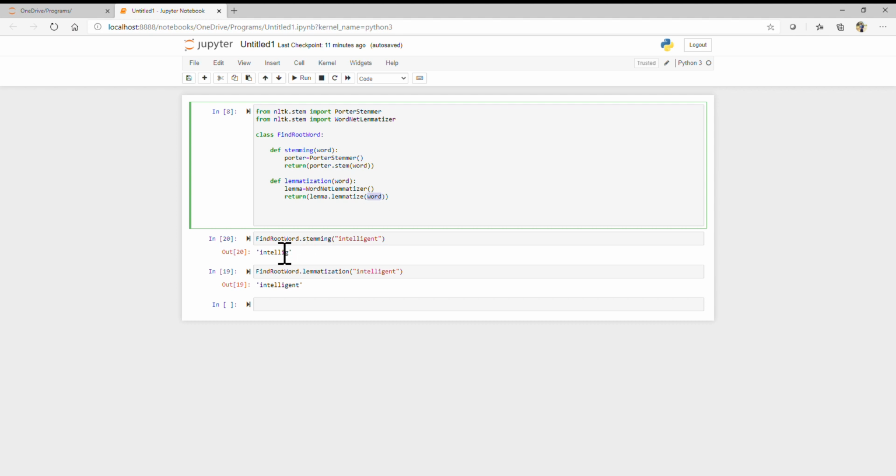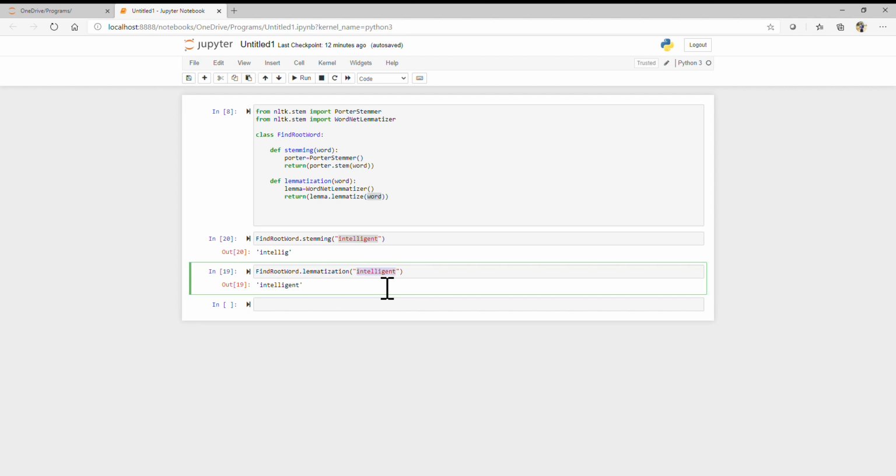Now if you see, if I pass intelligent over here, then for stemming it will give us the word intellig, which doesn't have any proper meaning. However, for lemmatization, if I pass the same word intelligent, then we get the word intelligent, which has the proper meaning. So this is the main difference between stemming and lemmatization. In most NLP work, we use lemmatization because that will give the meaning of a particular word, and that meaning will help us understand the context of the entire sentence.